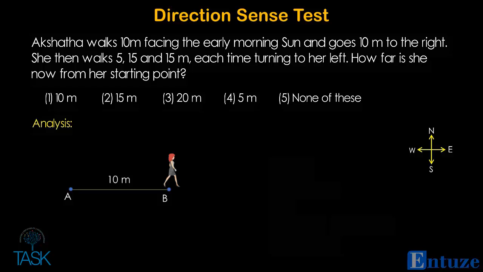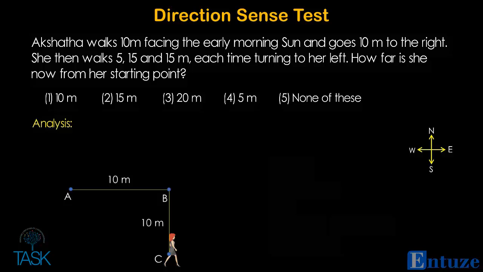Now, from B, she goes 10 meters to the right. Let us refer to the direction table. We observe that if you take a right turn while walking towards east, you will then be walking towards south. This means, after taking the right turn from B, Akshata would be walking towards south. After walking 10 meters towards south, Akshata reaches a new point. Let us mark this point as C.